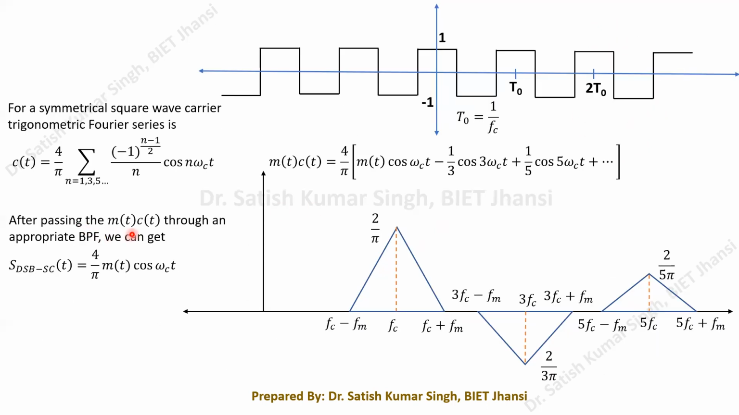So after passing the MTCT through an appropriate band pass filter, we can get this first term, 4 upon pi MT cos omega CT. So again, you do not bother about 4 upon pi. It is one multiplicative factor. So I can consider it to be like AC dash. So whether it is Ka mt cos omega ct or 4 upon pi mt cos omega ct, it doesn't matter. So ultimately we are going to get the product of message signal with the carrier signal, 4 upon pi mt cos omega ct. So this way we are going to get our DSB-SC signal.